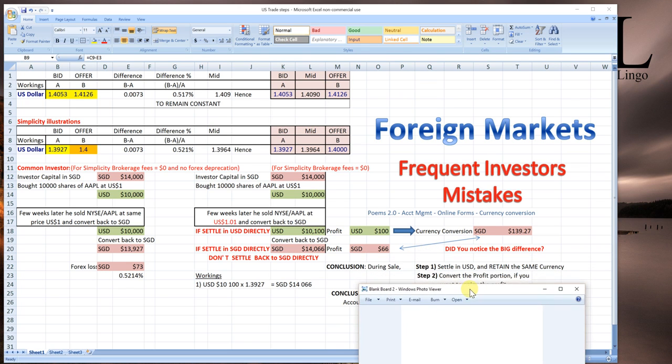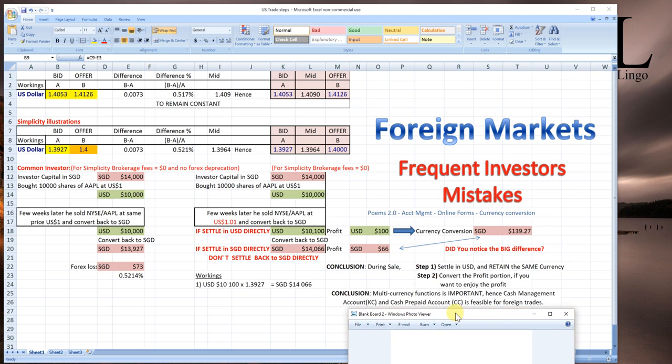So what we can conclude here is that if you want to enjoy the profit, settle in USD or retain it in the same currency that is traded, because I know a lot of investors will like to trade again. So if you want to take the profit, convert the profit portion later on, so that you can enjoy the profit. Do not convert the entire contract back to Sing dollars. Okay.